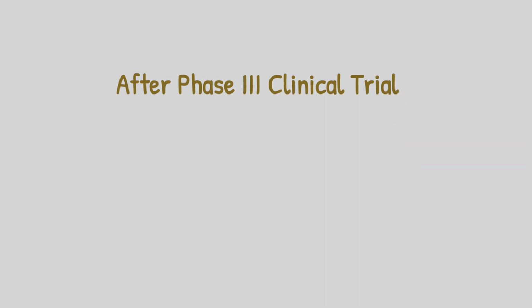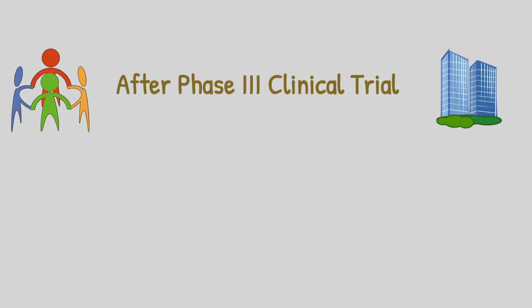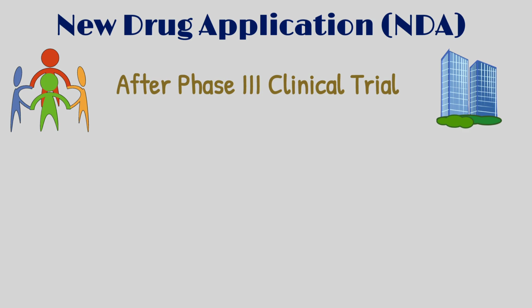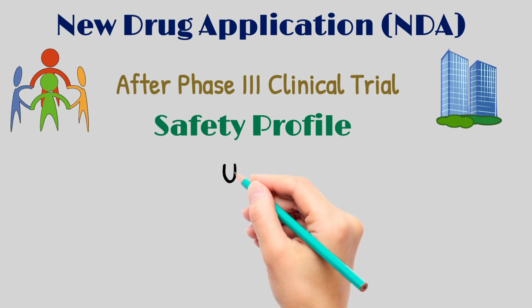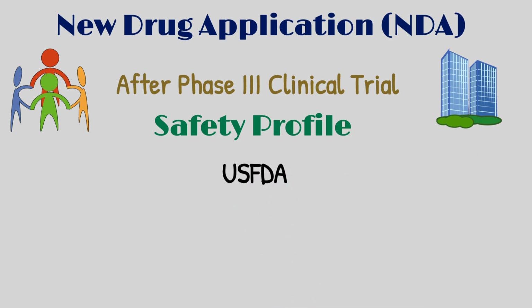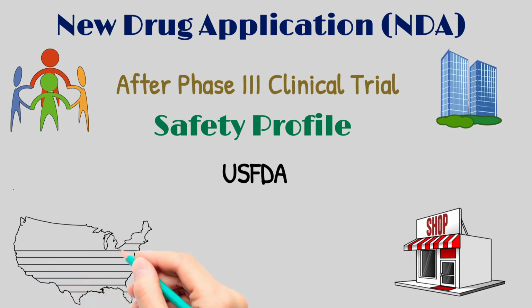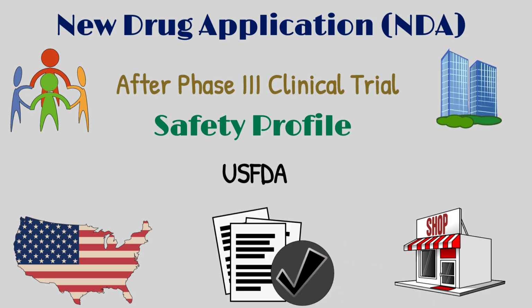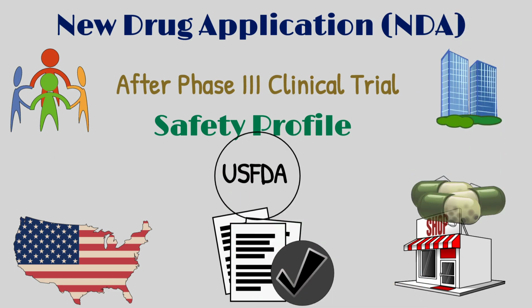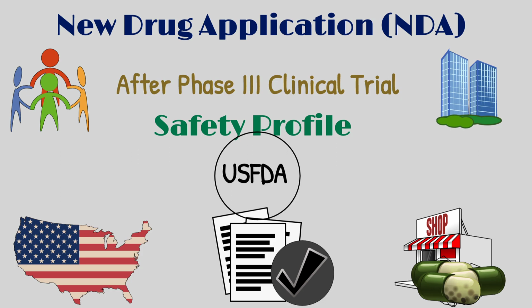After phase 3 clinical trial, sponsor company or research group should file new drug application to FDA. New drug application is a comprehensive document which contains all safety profile of drug that must be submitted to the United States Food and Drug Administration in order to request approval for marketing a new drug in the United States. In simple language, once new drug application of investigational drug is approved by the Food and Drug Administration, then only sponsor company can sell the new drug in market. And this new drug is available to purchase in pharmacy stores.